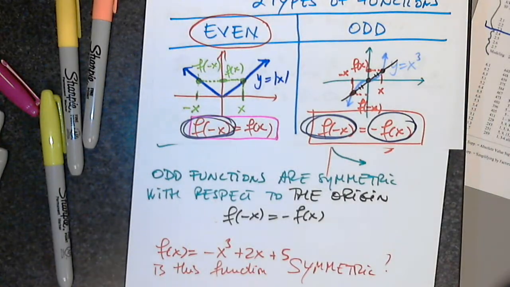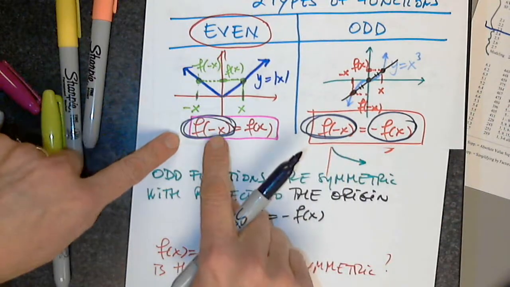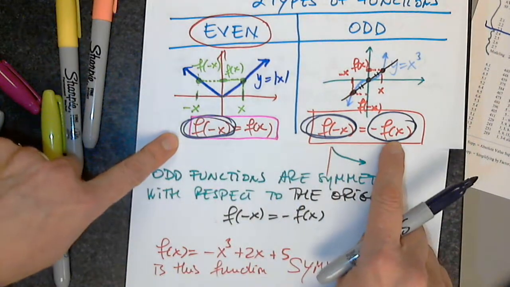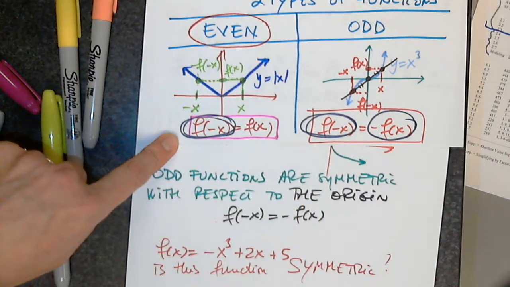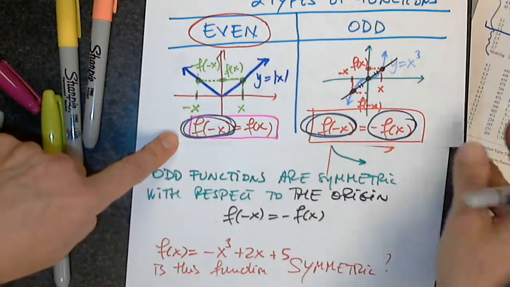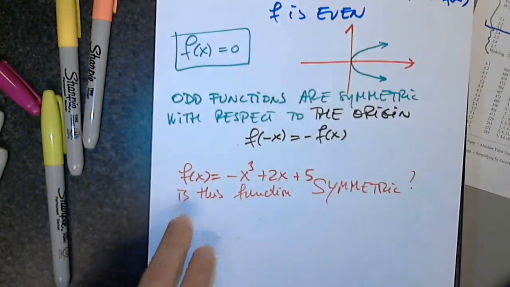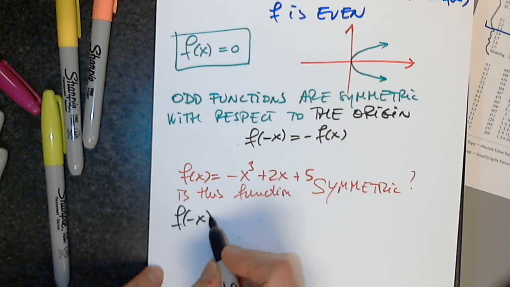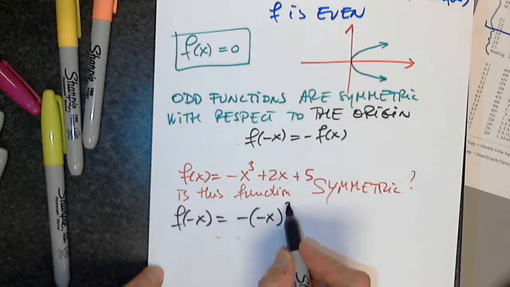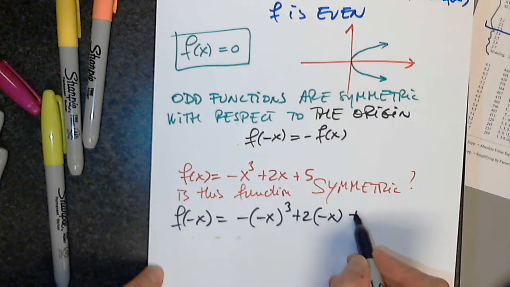I can start with it. Doesn't matter. But this is the key. And this is the second key. And then I make a decision. But you're right. I can start with that. Good. So let's find f of negative x. F of negative x is negative x to the third plus 2 times negative x plus 5.